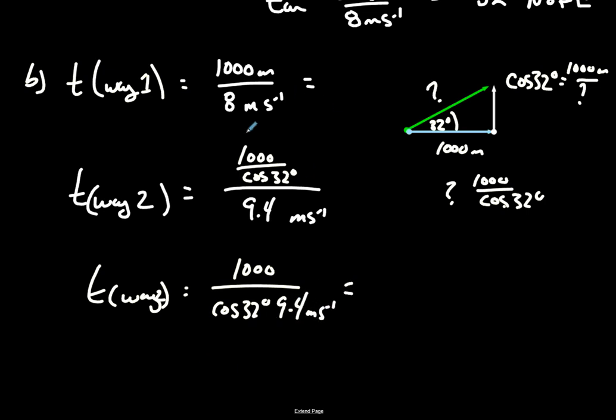Okay, and we should get the same time that we got up there. So there we go, 125 seconds either way you do it. Either 9.4 along the hypotenuse or 8 across the direct. So you can get the same value in both cases because it's the same motion.